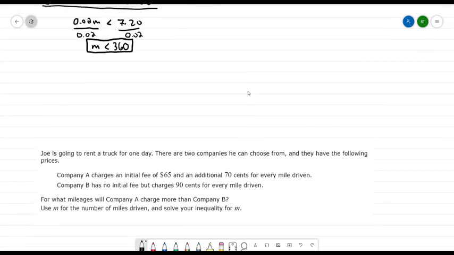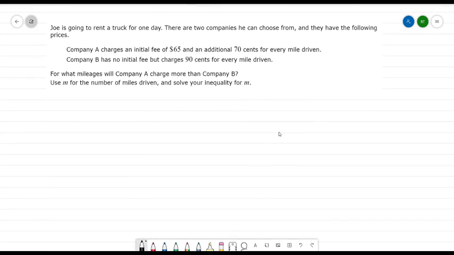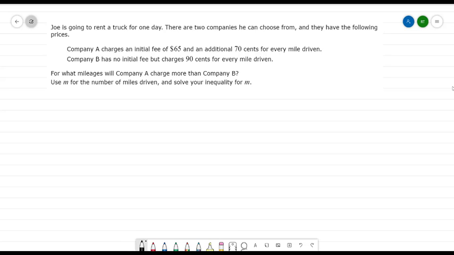And let's look at the last problem here. Joe is going to rent a truck for 1 day. There are 2 companies you can choose from, and they have the following prices. Company A charges an initial fee of $65 and an additional 70 cents for every mile driven. Company B, no initial fee, and they charge 90 cents for every mile driven. And our question is, for what mileages will Company A charge more than Company B? So that's my setup. So I'm going to write it down here.